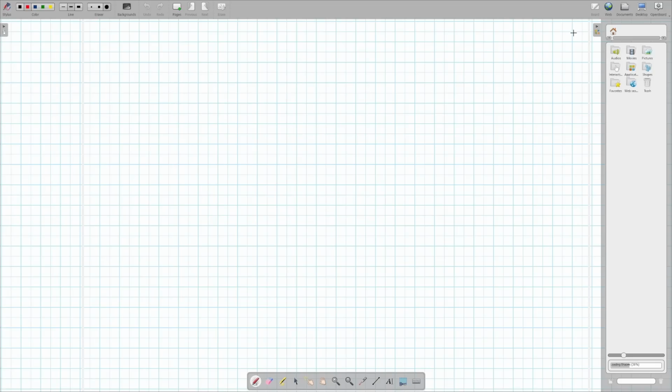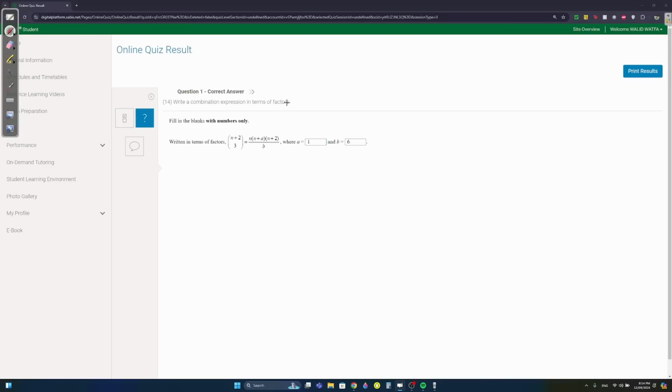We start question 1. This quiz 2.1 is more factorials and combinations. 2.2 is like the expansion binomial thing. Anyway, in terms of factors, n plus 2 c3. Okay, this is a combination. So to do combinations, ncr is equal to n factorial over r factorial n minus r factorial. For this combination, you're going to use this formula.